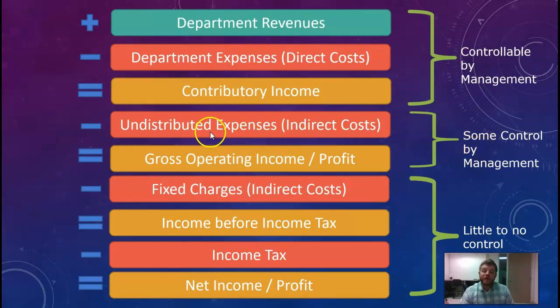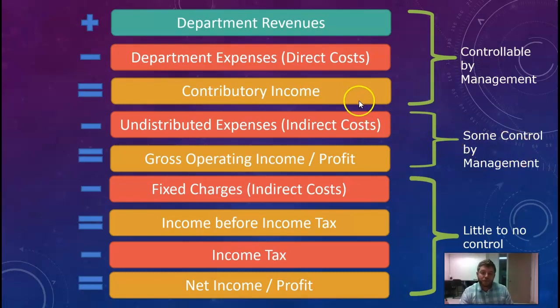Next is we subtract our undistributed expenses. So these are indirect costs, as we looked at. So some of these, like franchise fee, not very controllable. Utilities, maybe very controllable as far as how often we launder our sheets. Some hotels put in low flush toilets and low pressure faucets and shower heads. That is one way that you can control that. So some of these things are controllable by management, others not so much.